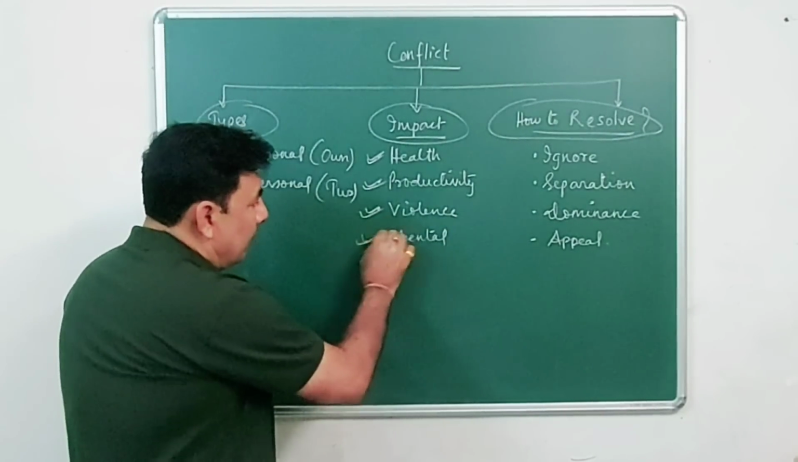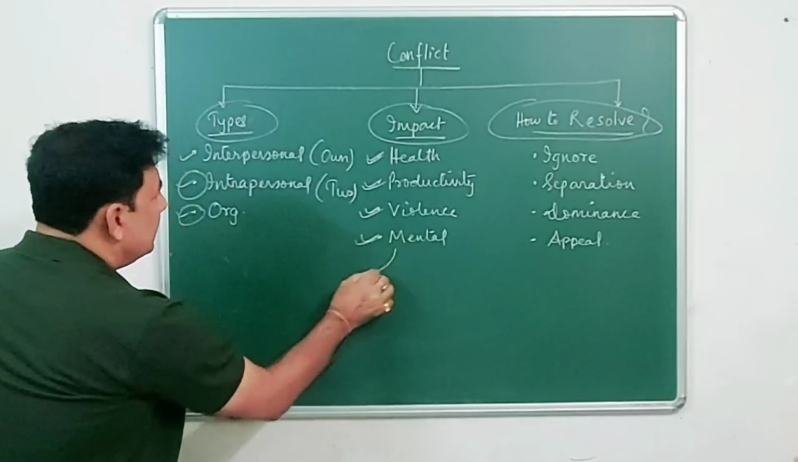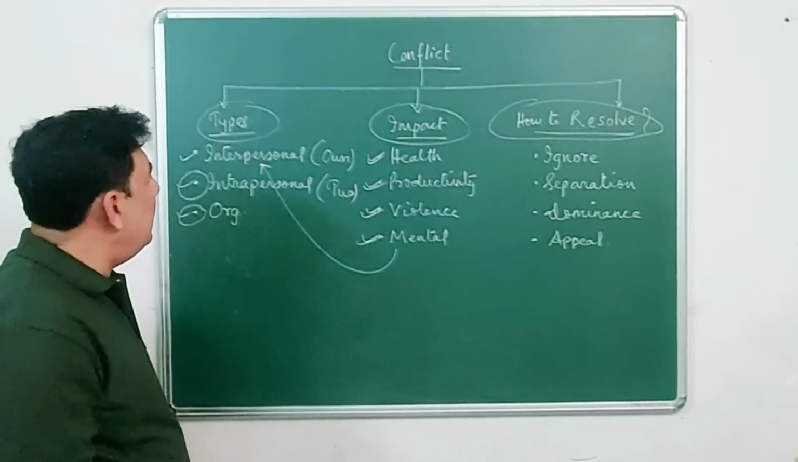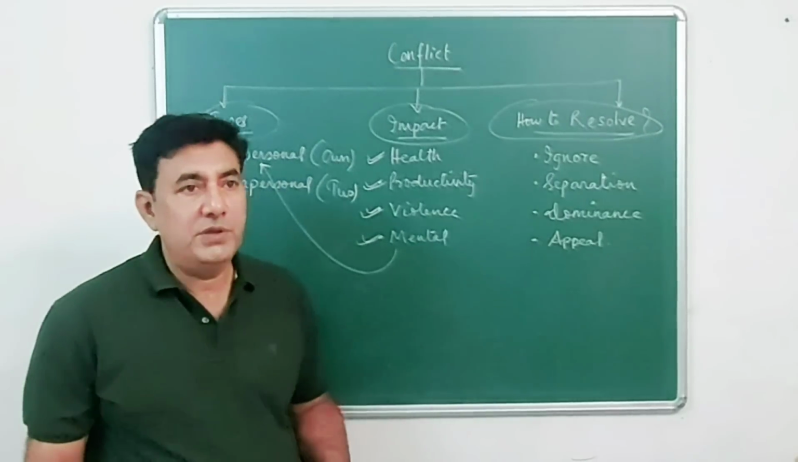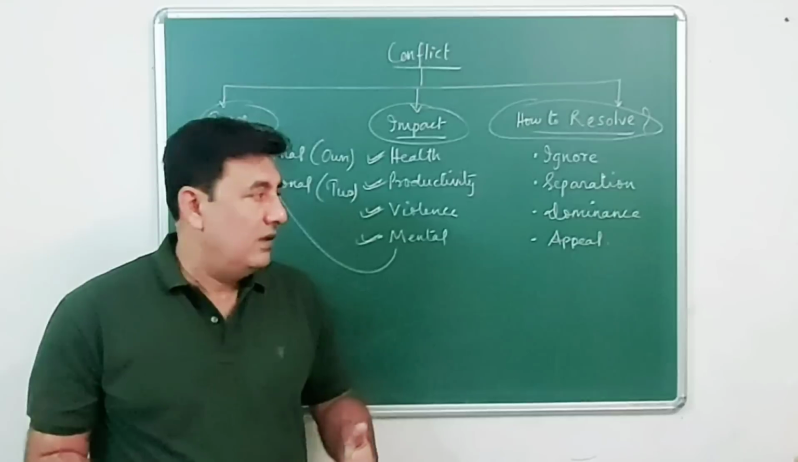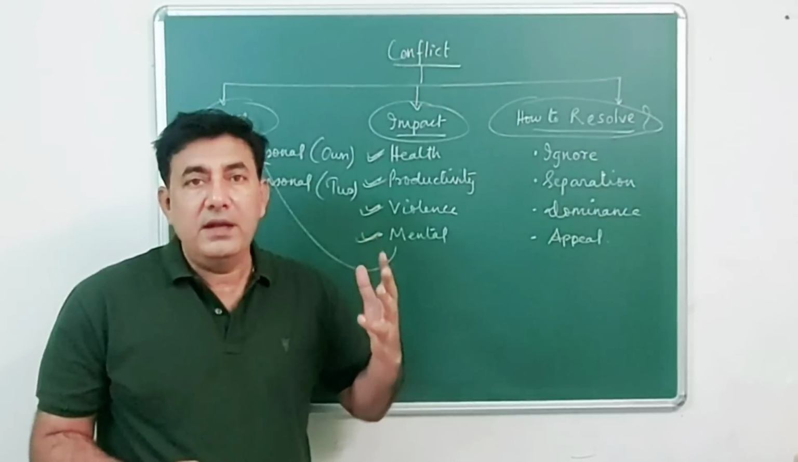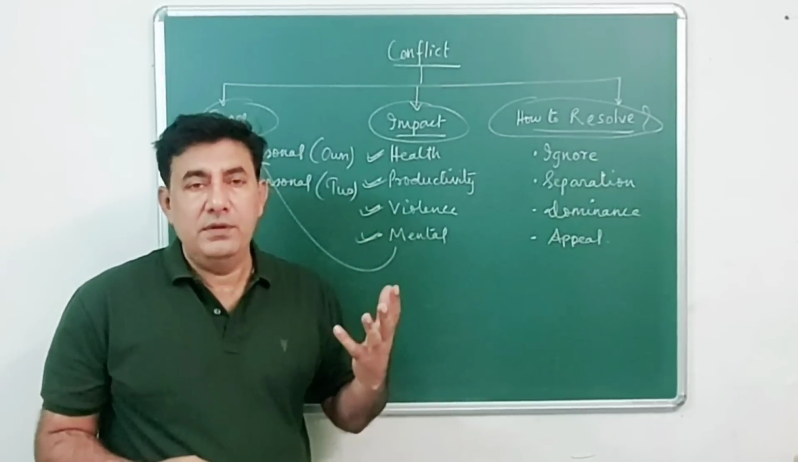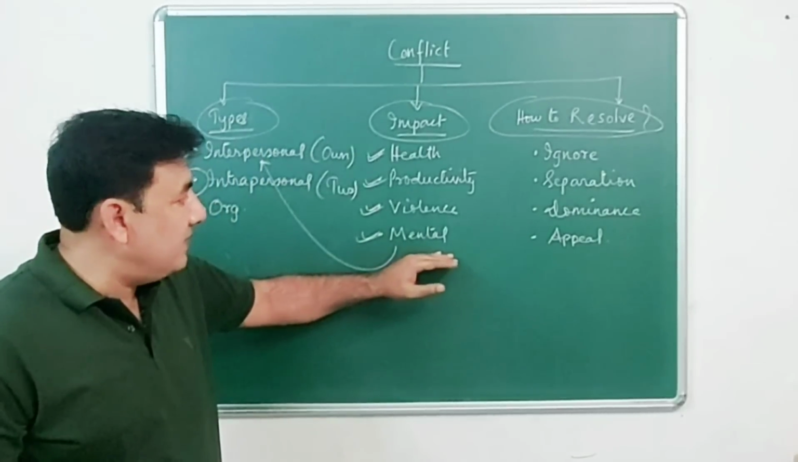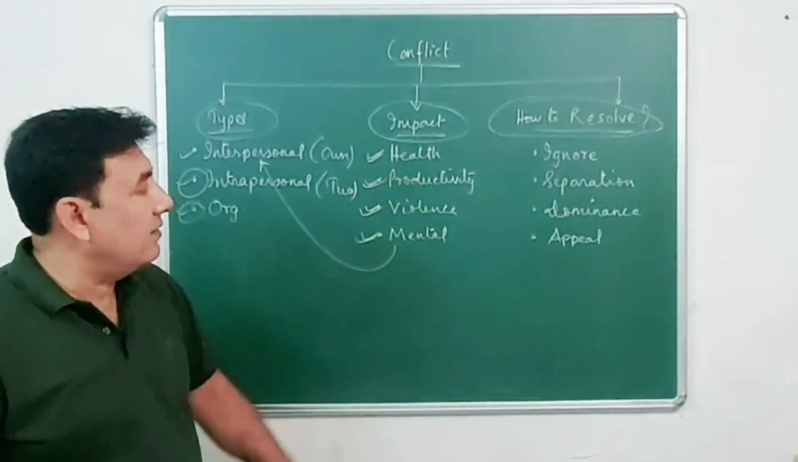Then comes mental problems. Basically, this starts with the interpersonal, because the people who are fighting with themselves will have problems in their mental energy and in their motivational level. So this is one of the dangerous types of impact of conflict.